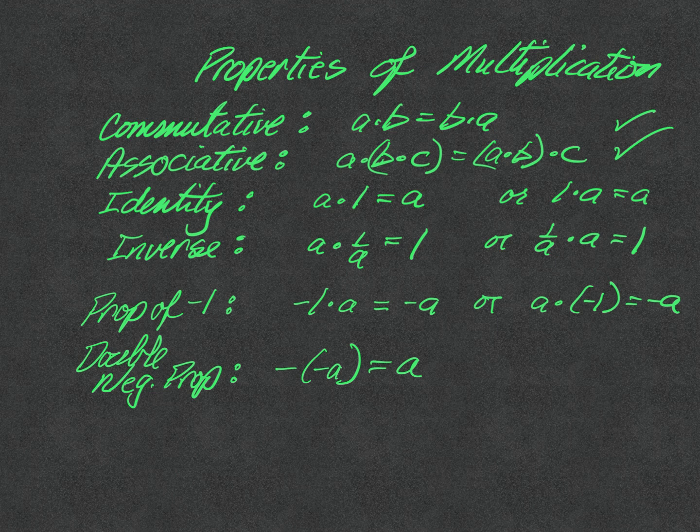That's the identity property. The inverse property: if we multiply a number and its reciprocal, it's always 1. Now, the property of -1: if you multiply by -1, you basically change the sign of the number. And the double negative property: if you have -1 times a negative A, that's going to give A. So those are the properties of multiplication.